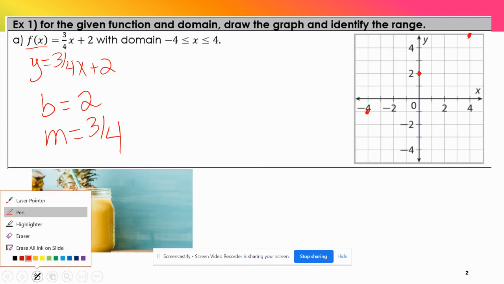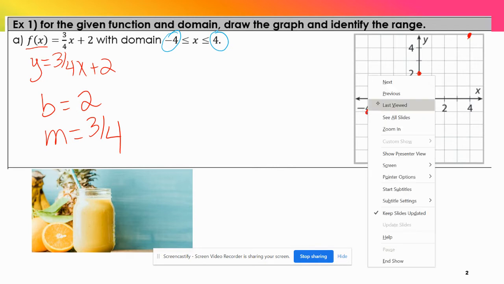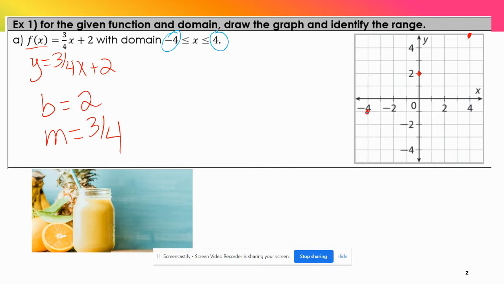Where the restricted domain comes in is right here. This is saying that we can only draw our graph between positive 4 and negative 4. And so this dot we made over here on the far left is our negative 4, and the dot that we made on our far right is positive 4. The last thing that we need to check, these are both equal to.